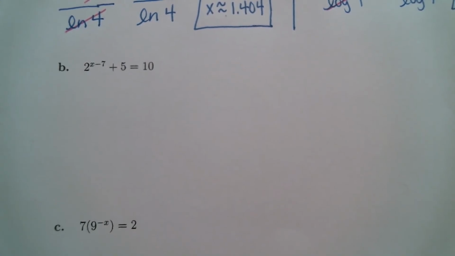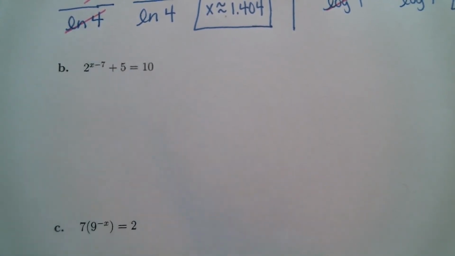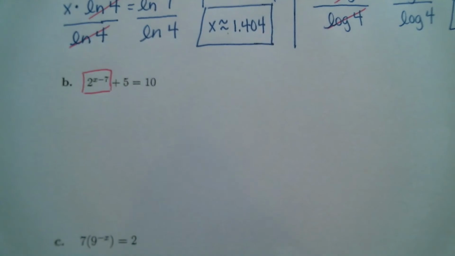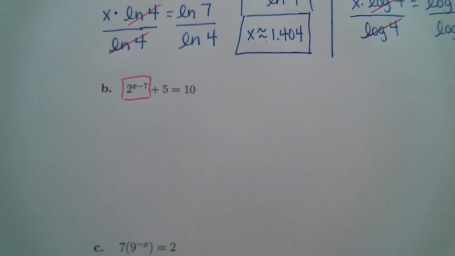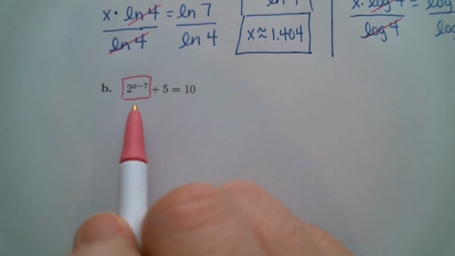For this one, it's an equation, got an equal sign, so it makes sense to solve for x. x is in the power. Only one of these three terms has an x, which is this one. So this is what we need to isolate. You need to isolate the exponential piece, the base and the power. So we're going to isolate this 2 raised to the x minus 7 power.